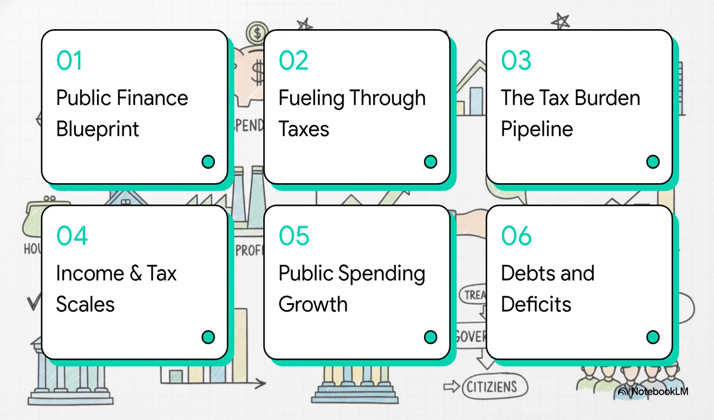We've got a lot of ground to cover. We'll be mapping out the public finance blueprint, how taxes fuel the state, who really bears the tax burden, the different tax trajectories out there, how public spending actually drives growth, and finally, how governments manage all those debts and deficits. Let's get into it.